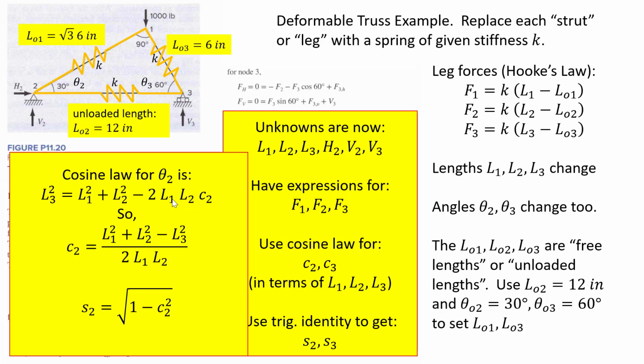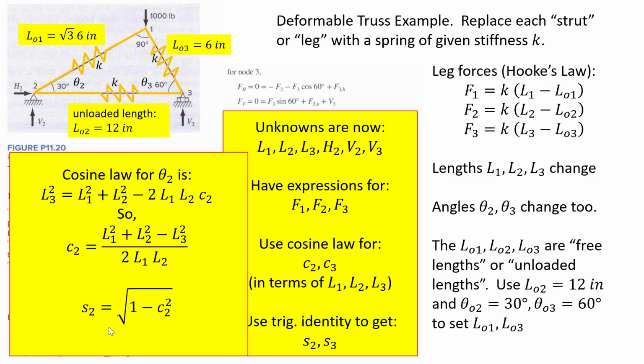If you're worried about the cosine law for theta 2, well, you have your triangle, of course, and we have theta 2 as an included angle. So the cosine law for that theta 2 is going to be the opposite length, L3 squared, is equal to the 2 adjacent lengths, L1 squared plus L2 squared. And then you're going to subtract off 2 times the product of the 2 adjacent lengths, and that's going to be times the cosine of theta 2. Easily rearrange for cosine of theta 2, and you're going to have cosine of theta 2 in terms of the 3 lengths.